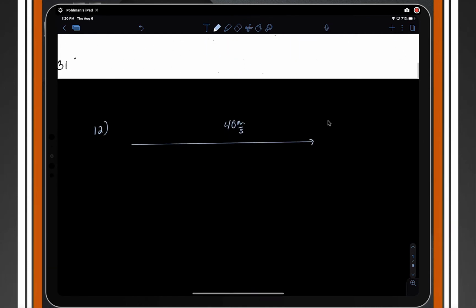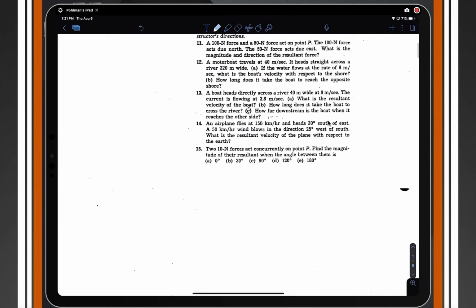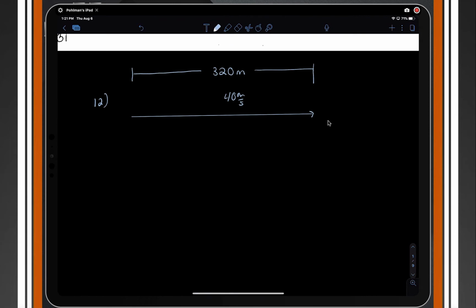So we're going to come down here and we're just going to set this on top of this. We're going to say that the distance across this river is 320 meters wide, right like this. Okay. So each part, we're just taking it step by step. It says if the water flows at a rate of 8 meters per second. Now, we're going to say that the water in the river is flowing downstream like this at a rate of 8 meters per second.